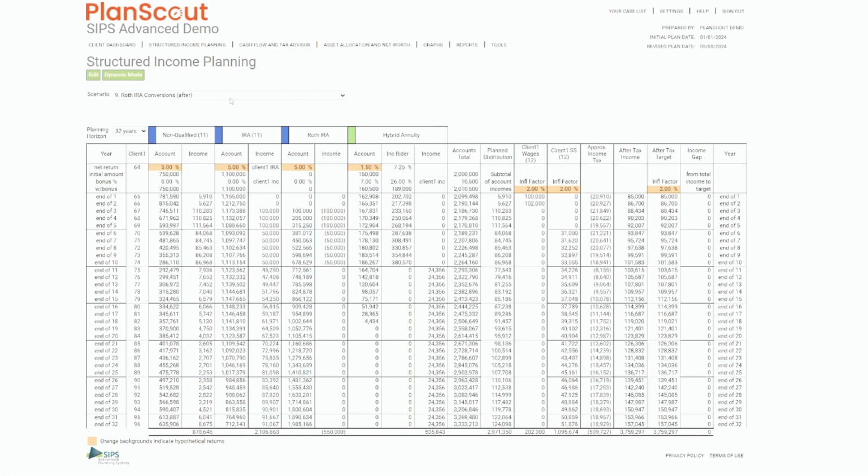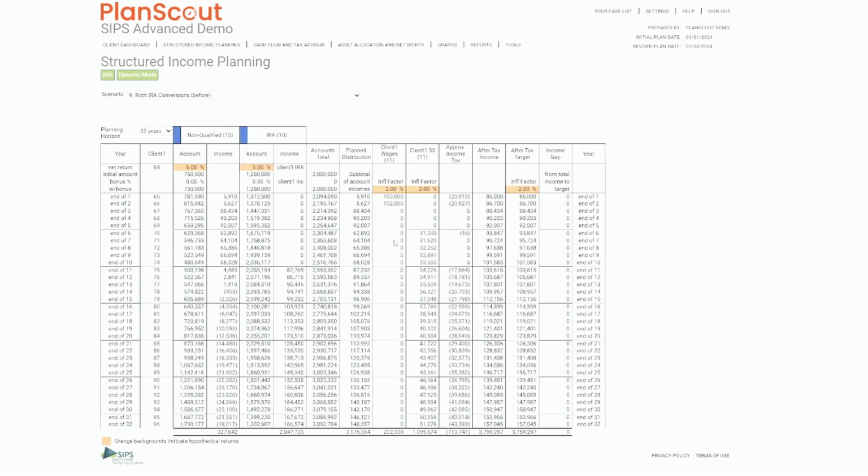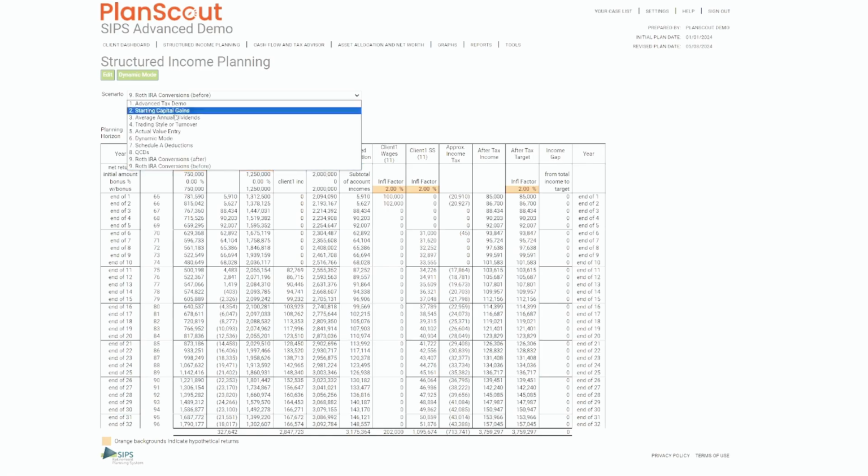So let's look at our before scenario. We can see that we ended this scenario after 32 years with $3,092,784. We were paying $713,741 in total income taxes.